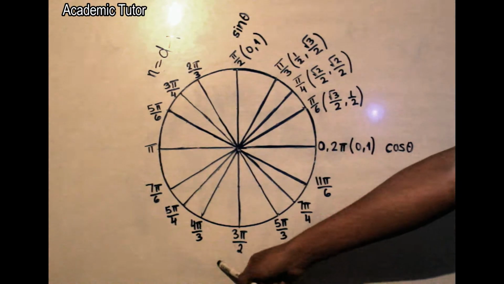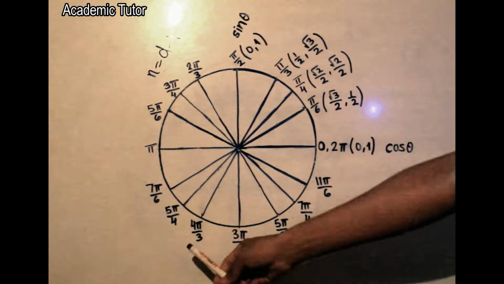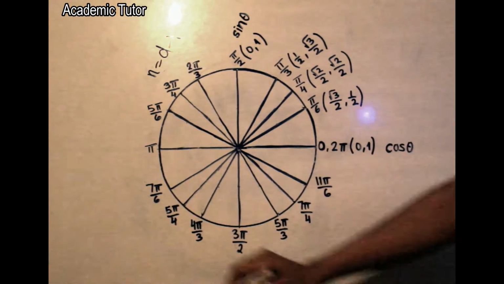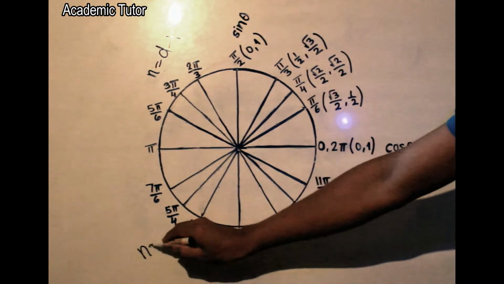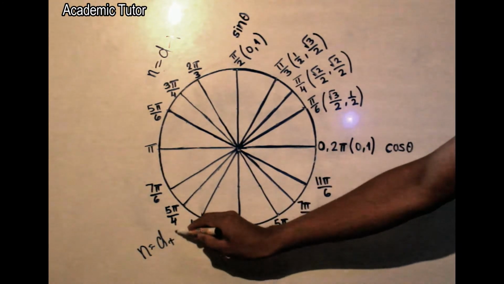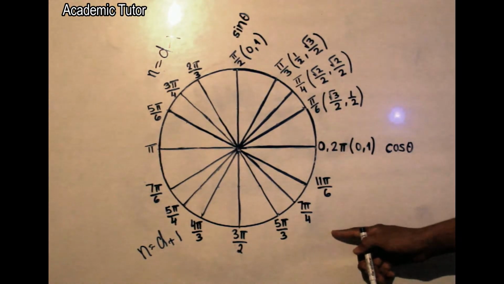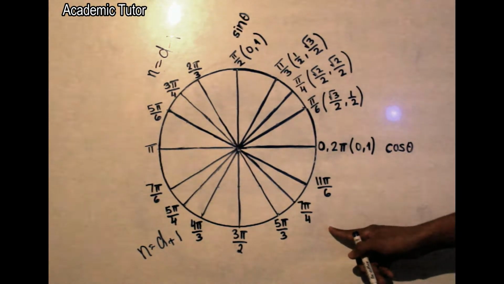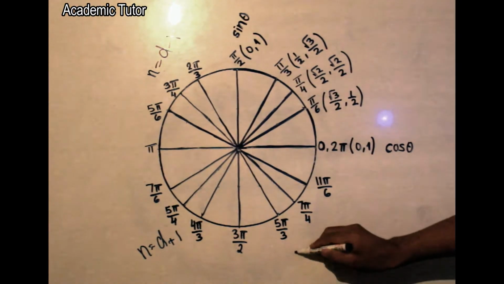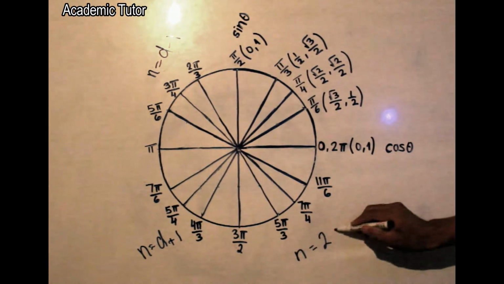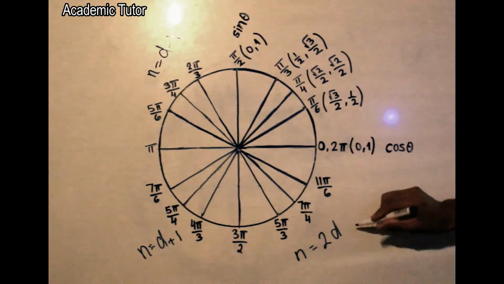In quadrant 3, the numerators are 1 greater than the denominators, so we can have n = d + 1. In quadrant 4, the numerator is equal to 2 times the denominator minus 1, so we can have n = 2d - 1.